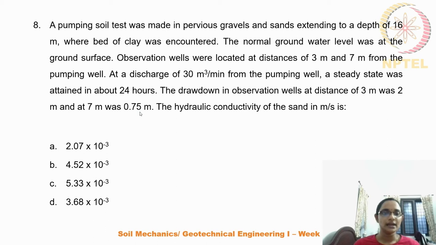When we take out a discharge of 30 meter cube per minute from the pumping well, a drawdown of 2 meter is found in the first well, that is the well at 3 meter distance, and a drawdown of 0.75 meters is found in the second well.